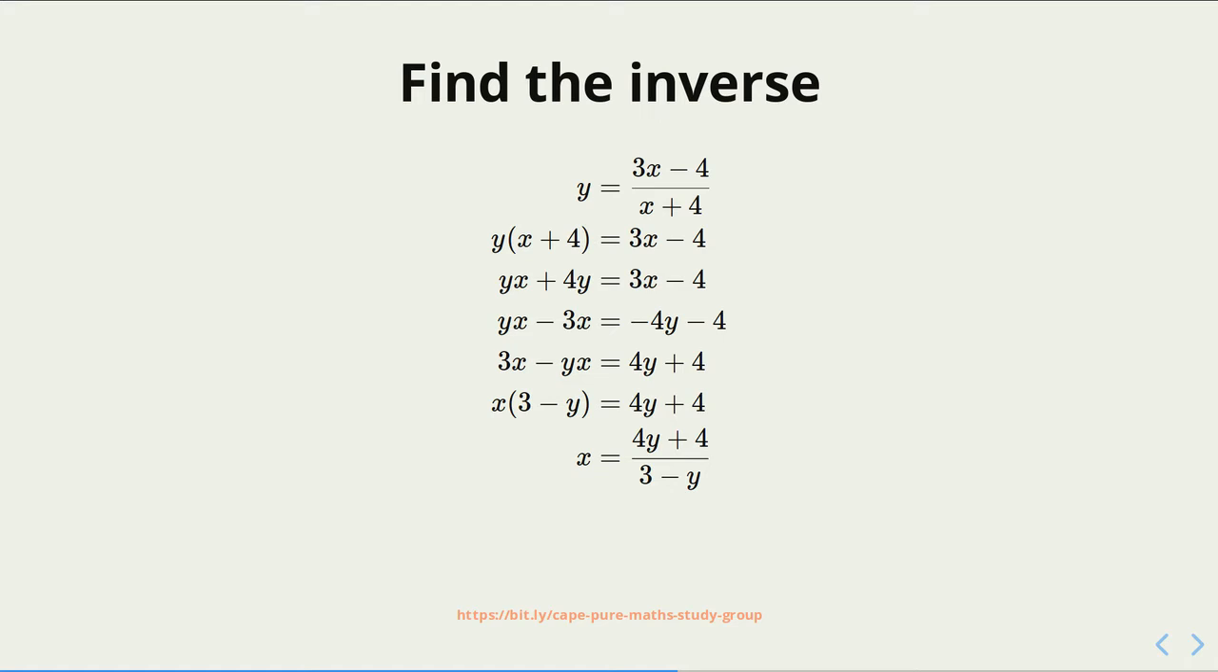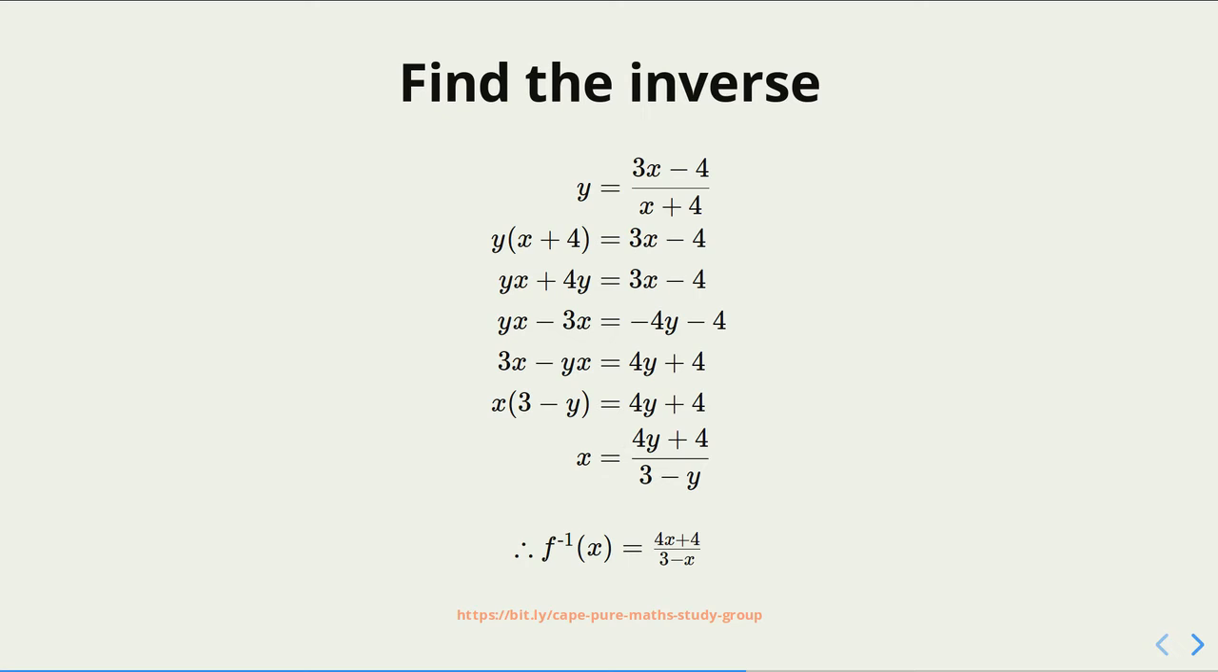The term on the left hand side has a common factor of x, so let's factorize to get x times (3 minus y) equal to 4y plus 4. Assuming y is not equal to 3, we can divide both sides by 3 minus y to get x equal to 4y plus 4, all divided by 3 minus y. Therefore, the inverse function is equal to 4x plus 4, all divided by 3 minus x.